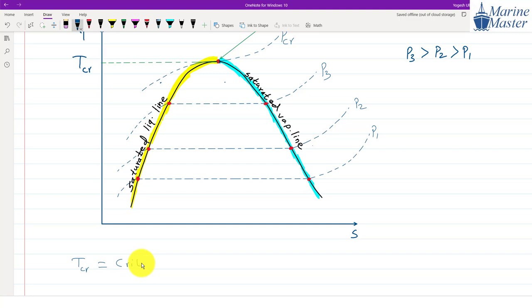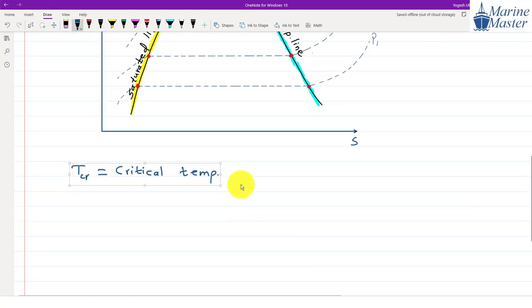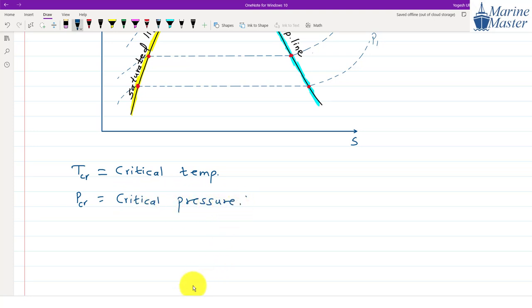Critical temperature. What is the meaning of TCR? TCR stands for critical temperature. And what is the meaning of PCR? PCR is critical pressure. Now, one important point for all of you.